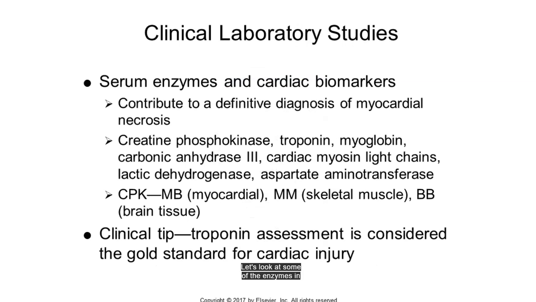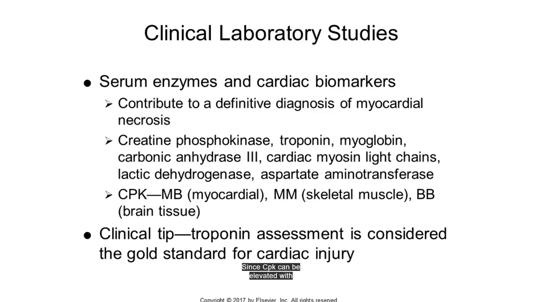Let's look at some of the enzymes and biomarkers that can give us a clue to cardiac injury. When cardiac muscle is damaged, it releases enzymes into the bloodstream, which include creatine phosphokinase, CPK-MB isoenzyme, troponin, myoglobin, carbonic anhydrase 3, and cardiac myosin light chains.